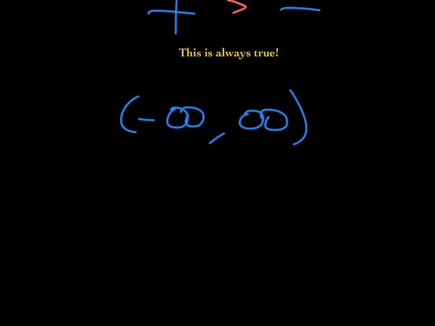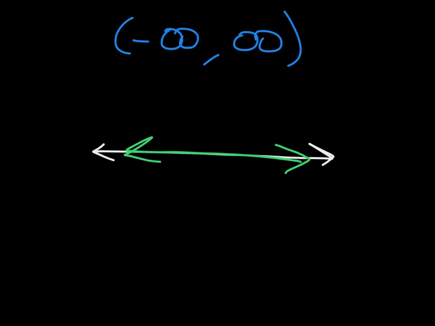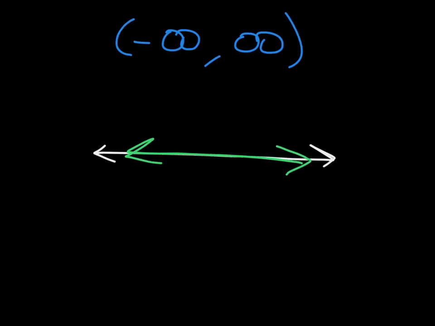You know how to graph all real numbers, right? Here's your x-axis, and you just show a line going in both directions like that. So here's the graph of all real numbers. Here's all real numbers written in interval notation, okay? How about a little summary before we end?